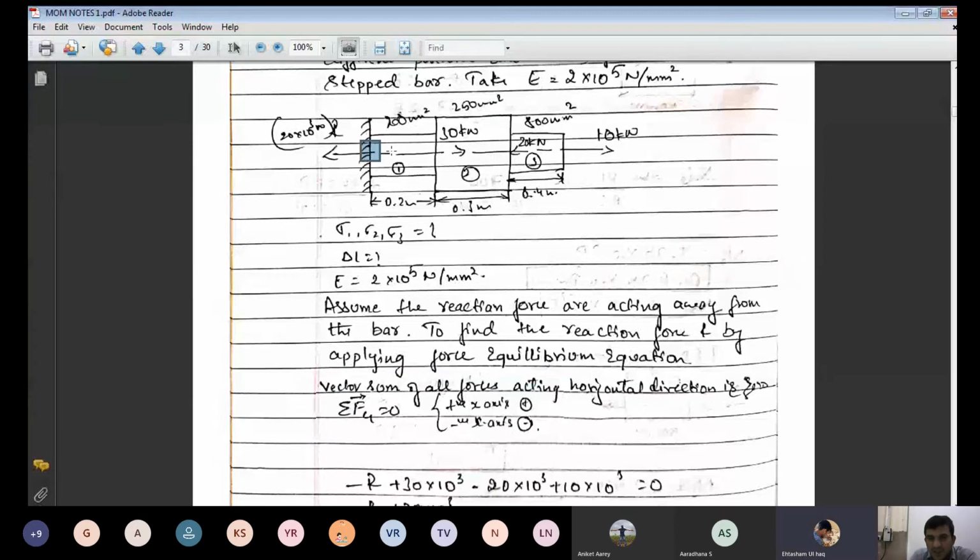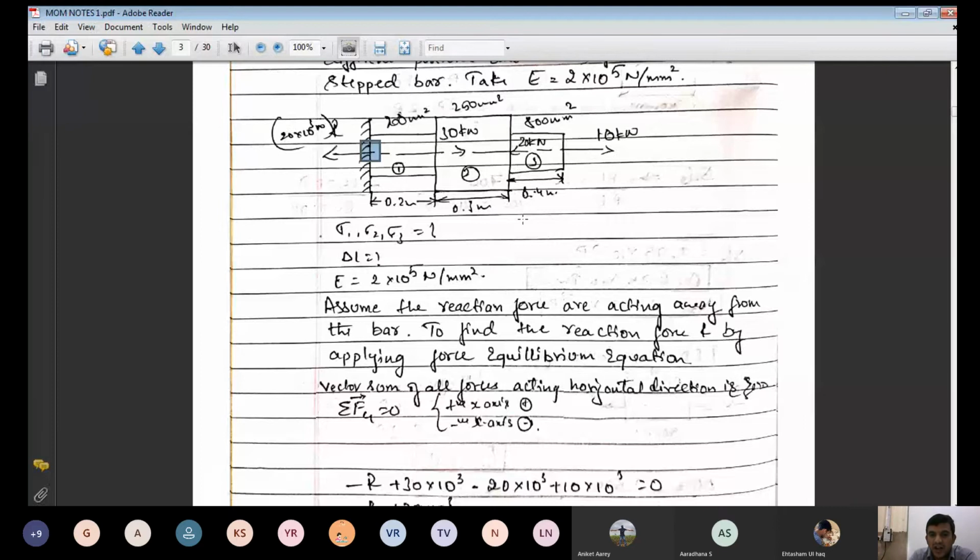The forces acting in the positive x-axis direction, as x increases, the dimension increases, that is called the positive x-axis. A force acting in the positive x direction, away from the origin, you take as positive. A force acting towards the origin, you take as negative. That is the force convention you use here.